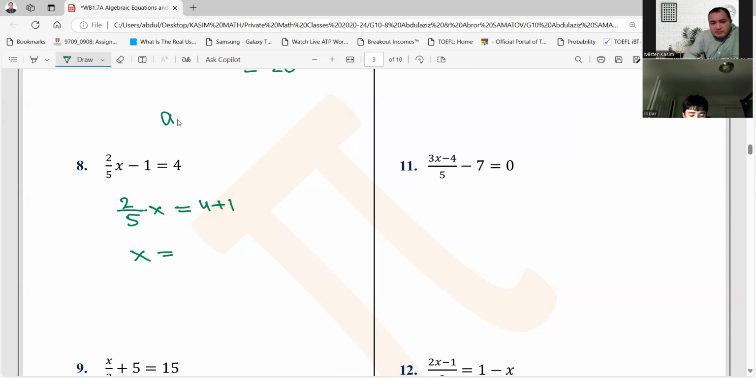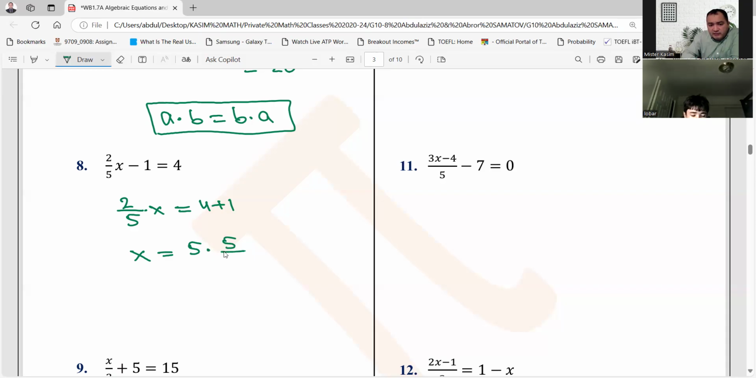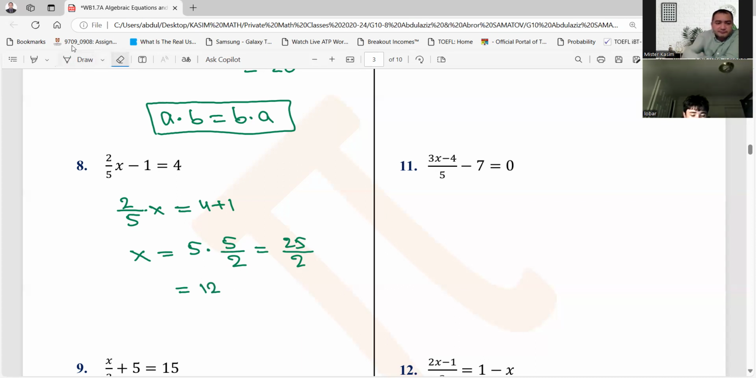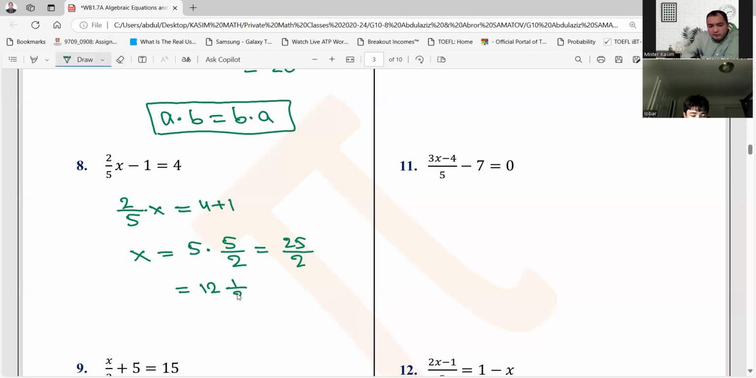also we know that a times b is equal to b times a, if you remember. That is the commutative property of multiplication, right? And that's why you just write the fraction in front of or after the number, it doesn't matter which one you prefer. So here we have 5 times 5 over 2. What is 5 times 5? It is 25 over 2, which is equal to 12.5, or I can write it as a mixed number, since we are talking about rational numbers, 12 and a half.